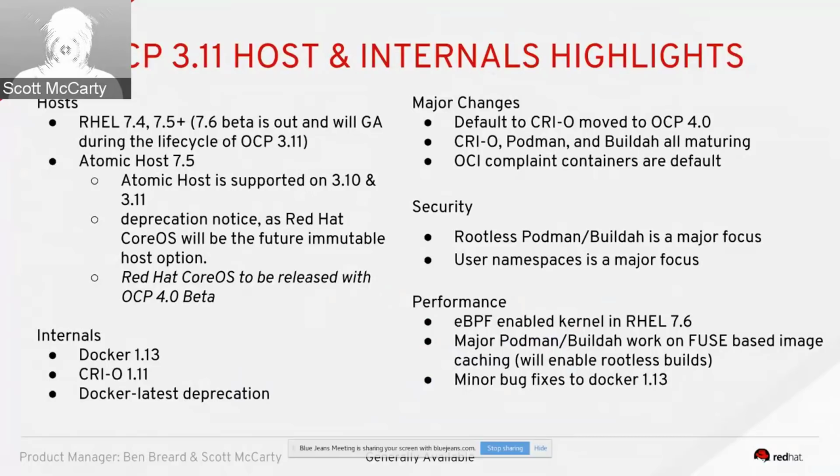A couple other things on the internals: eBPF kernel support is enabled in 7.6. So you'll see that during the 3.11 lifecycle, which a lot of people get excited about because there are a lot of tools in the upstream community that leverage eBPF, and a lot of people have been asking, when are we going to have that in RHEL? We were able to backport that to the 3.10 kernel that's in RHEL 7.x, and so you'll be able to use a lot of those eBPF tools, which I think is kind of cool.